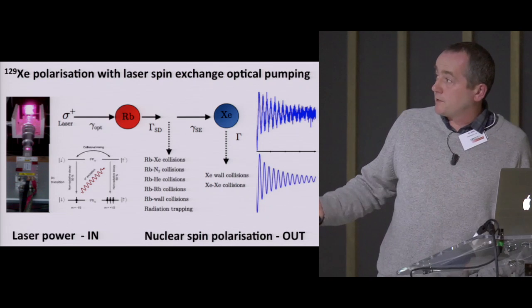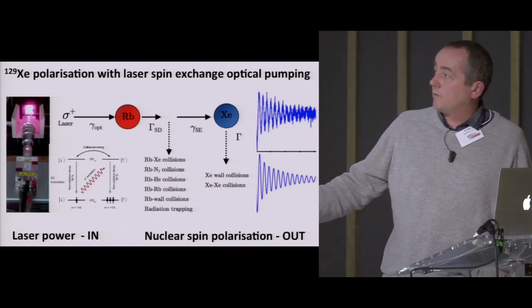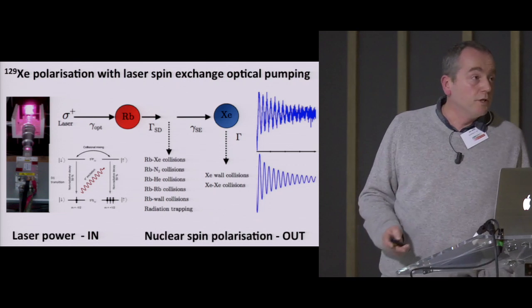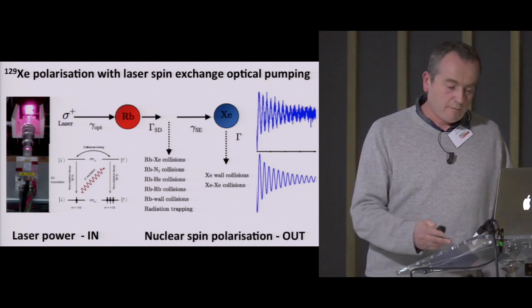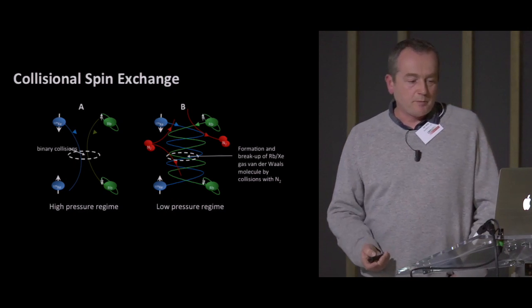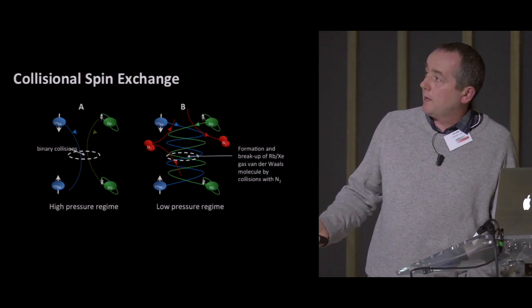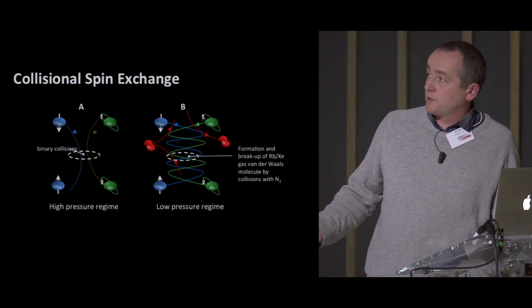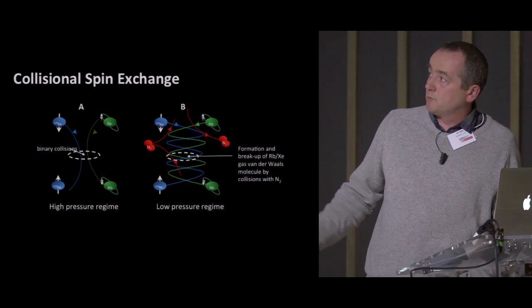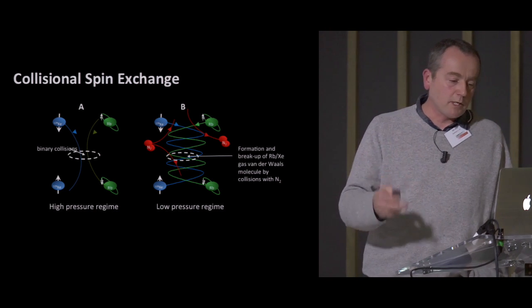And then the challenge is if we can mitigate these processes of spin destruction and xenon nuclear relaxation, we potentially can get very high xenon polarization levels. Depending on the pressure of xenon in the cell, at high pressures it's more of a binary spin flip-flop. At lower pressures, nitrogen buffer gases play a role in van der Waals molecular formation.